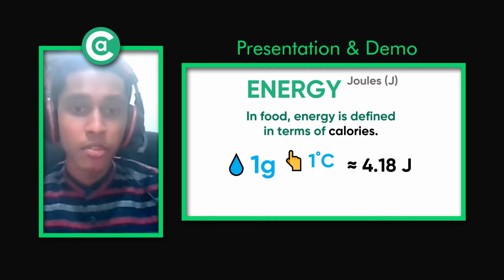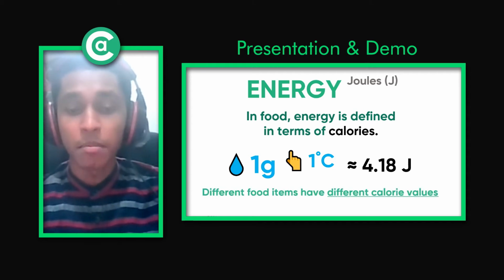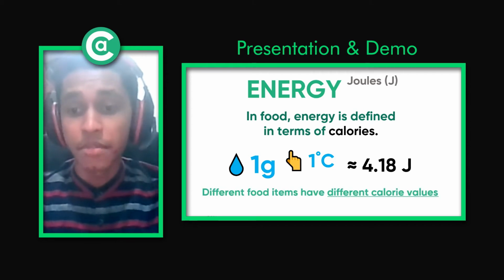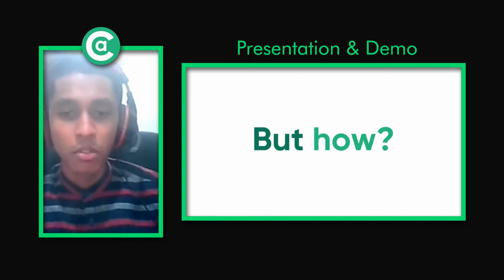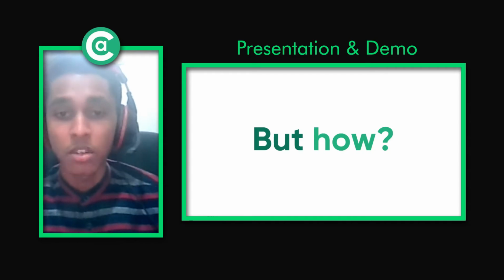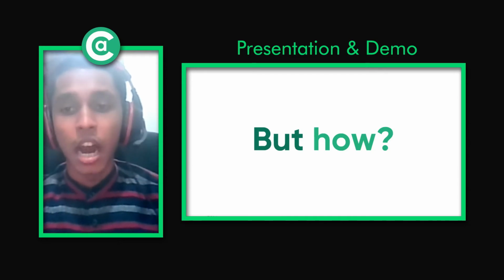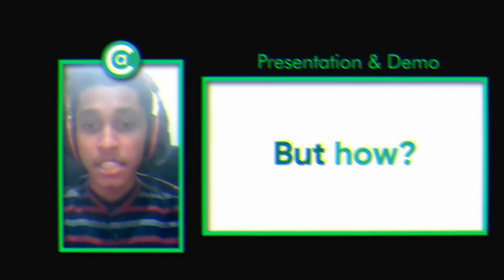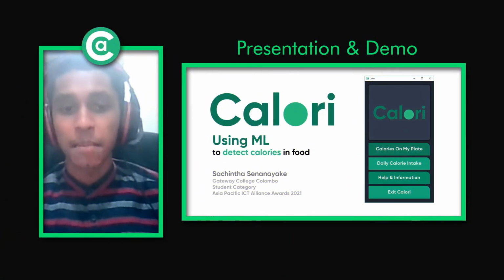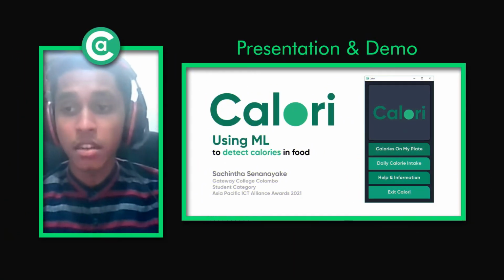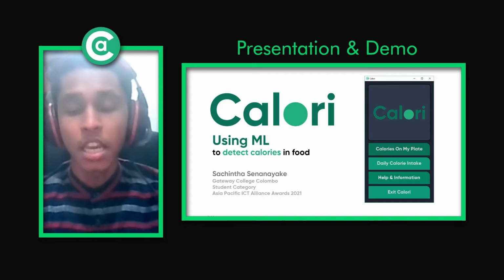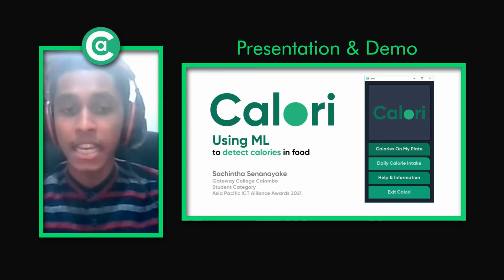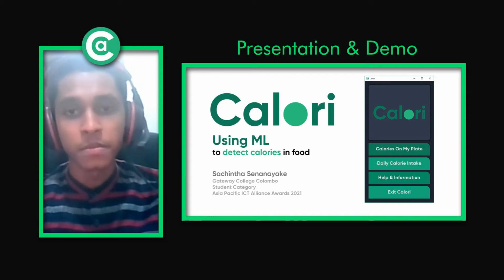Now, one thing we do have to note is that calories depend on the food, so different food items have different calorie values. But how do we at our dinner table find out quantitatively how much we are eating? To this I have the answer. Let's take a look. Calorie is the application that I've presented to the APICTA 2021 competition, which uses machine learning and AI to detect calories in food.